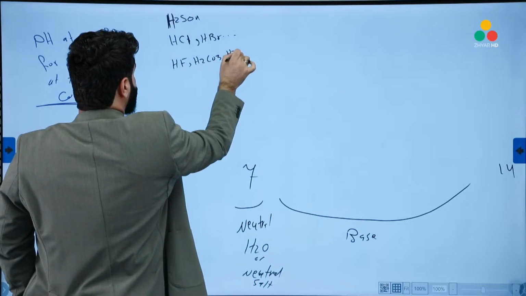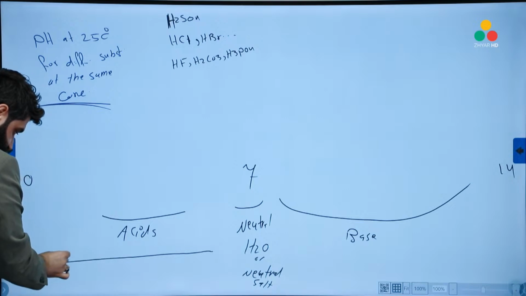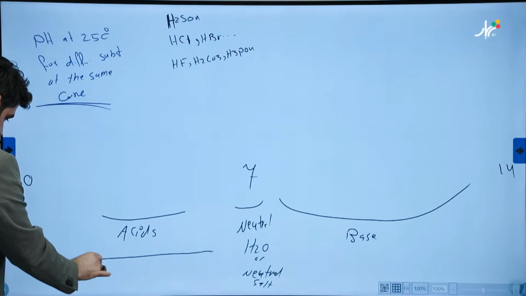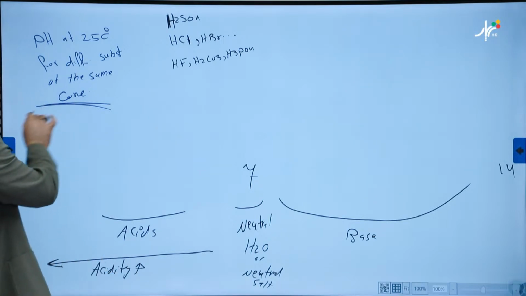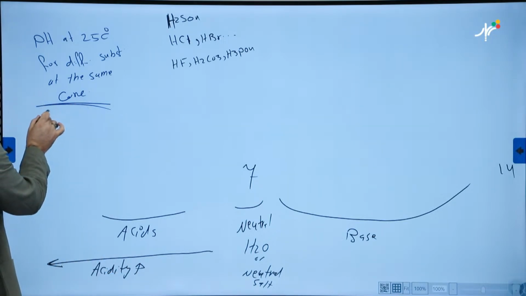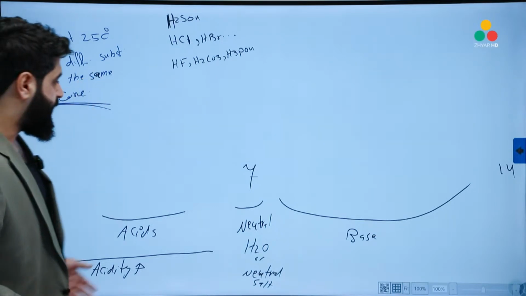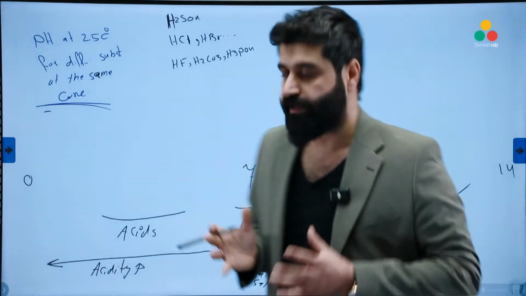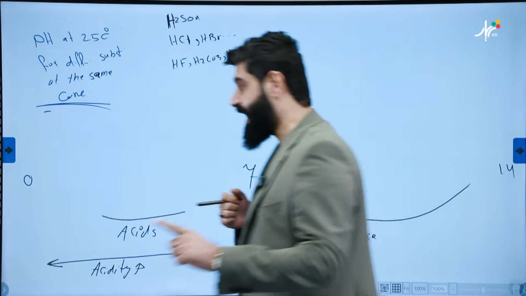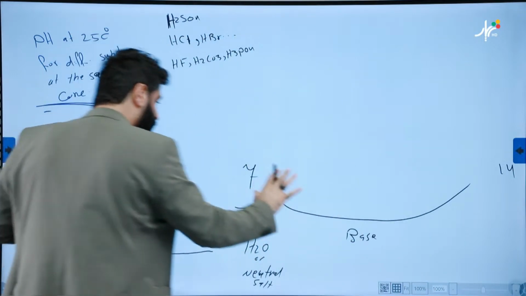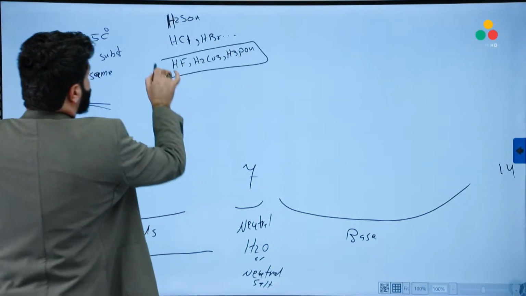Good. As much as the value of pH decreases, acidity will increase. We will use this scale in terms of the same concentration. That's why it means they produce hydronium ion. The one that produces maximum hydronium ion will become the strongest acid, or the one that produces maximum OH will become the strongest base.